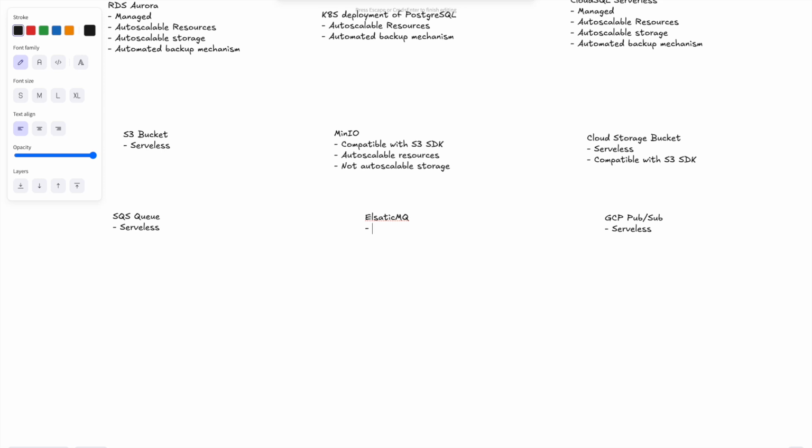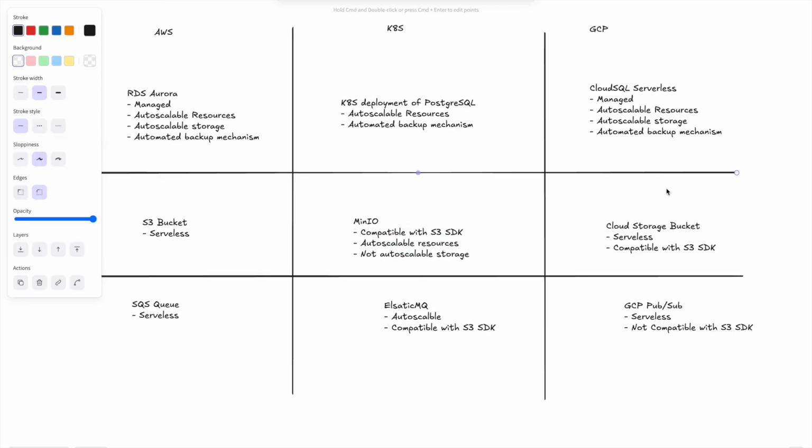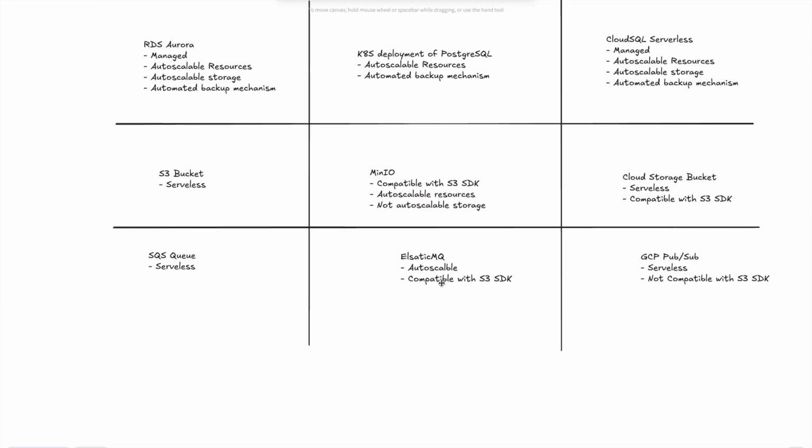So again, it means that we don't need any application-level changes, right? So for SQS, I would say that it's serverless, auto-scalable, and compatible with the S3 SDK. There is no storage in the queue, so we don't have any overhead here. And let me also draw. Okay, so we have it like this. So let's consider 2 alternatives.